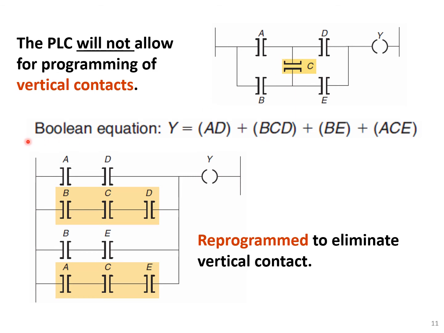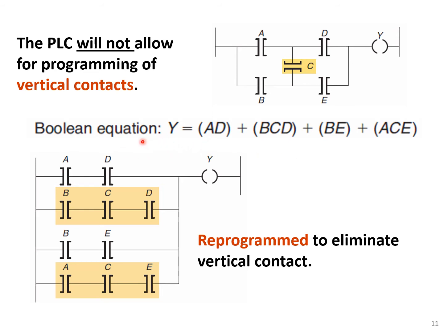We need to find the equivalent, and let's see what the Boolean equation is. The Boolean equation is that Y is equal to either A and D should be true, so AD, plus, where plus means or, B, C, and D should be true, so this is BCD, or B and E should be true, or A, C, E should be true. And again, we are always moving from left to right.